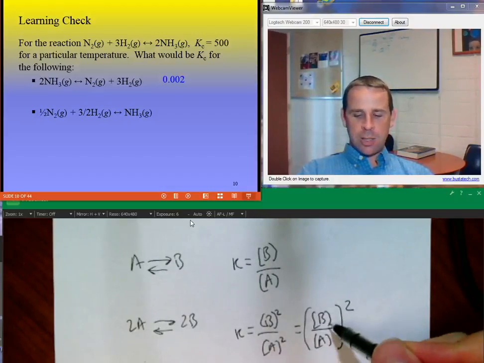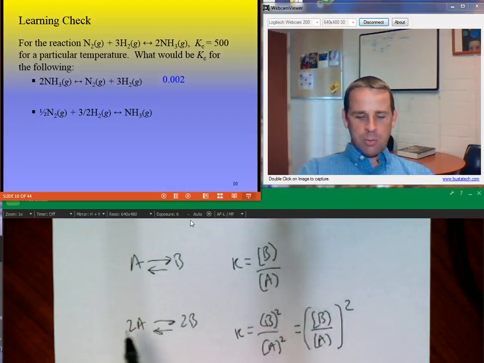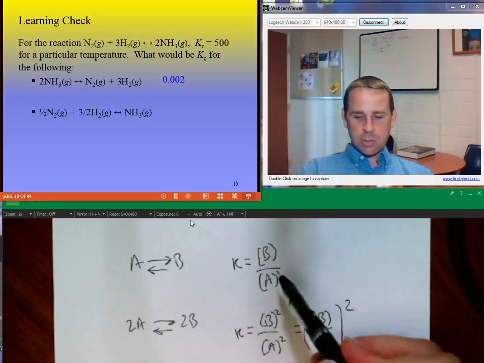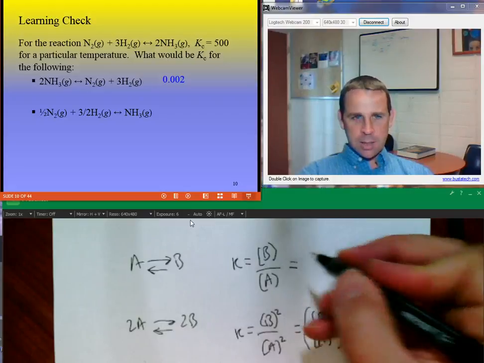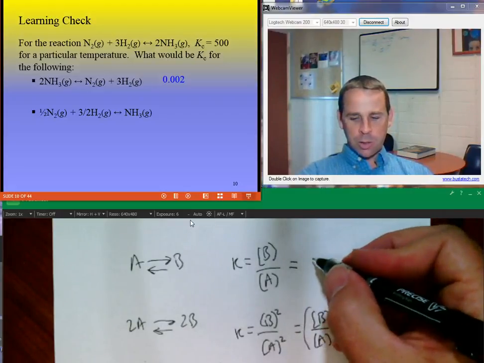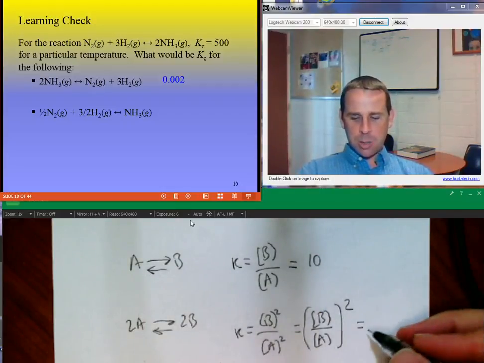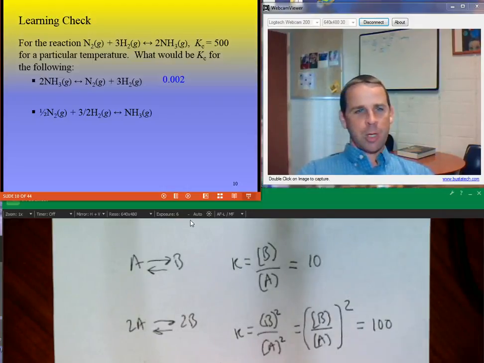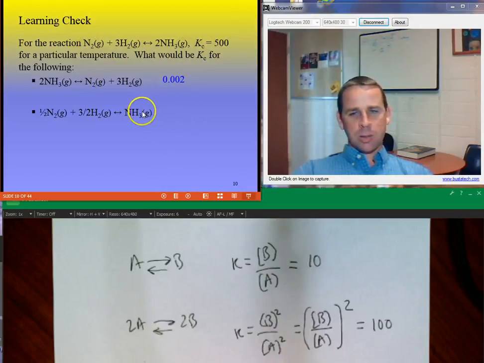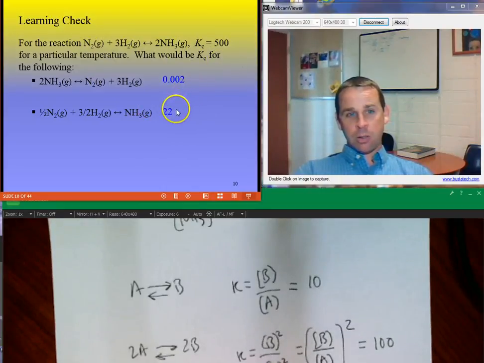So how do these two compare to each other? If you increase the amounts of the materials, have increased coefficients, then that raises the exponent. Let's just say the K is 10 for my specific example here. That would mean this one here would have to have a K of 100. So for this scenario here, where this is 500, this one would be not squared, but what? It'd be the square root. So the square root of 500 should be 22.